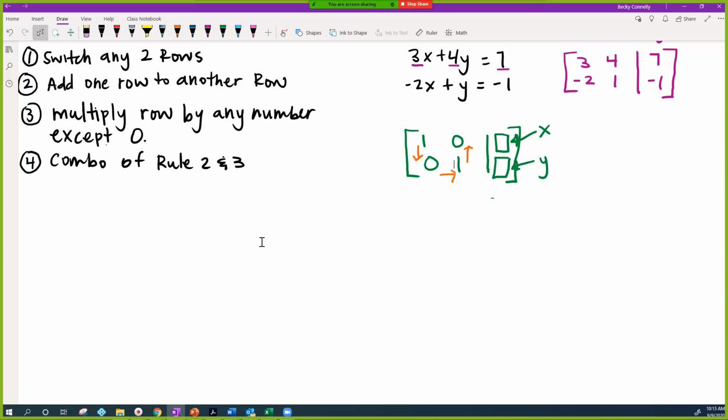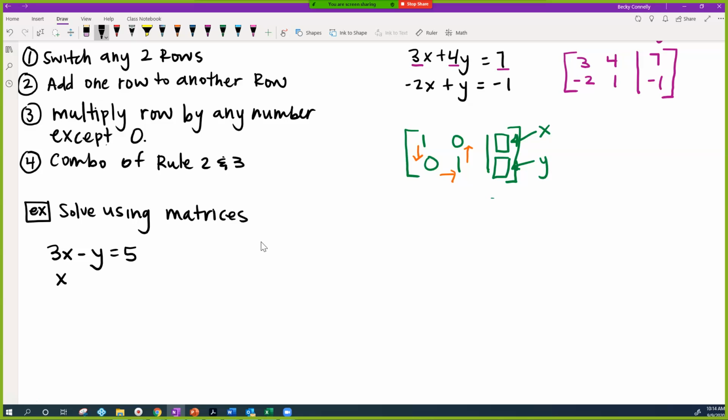All right, so let's try this one. So here's the first example. Solve using matrices. And here are my equations. I have 3x minus y equals 5, and then x plus 2y equals 11.